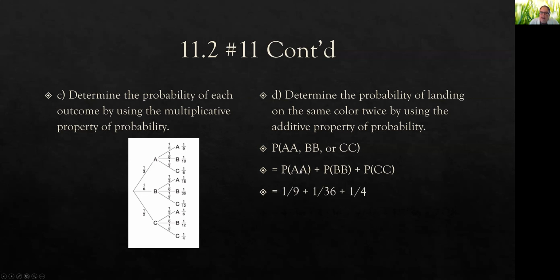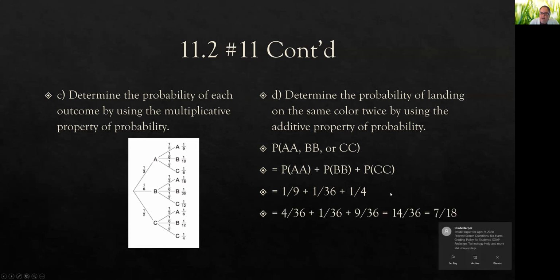So the probability of AA, that was a ninth. We get that by doing a third times a third. The probability of BB is 1/36, and we get that by doing 1/6 times 1/6. And the probability of CC is a fourth. And we're going to get that by doing 1/2 times 1/2. So we just need to add those fractions together. So I went ahead and I got my common denominator, and I end up with 14/36, which reduces down to 7/18. Any questions so far?